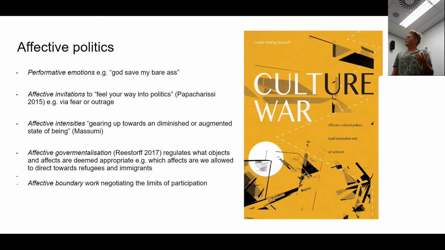And then it's about affective intensities. Massumi talks about how affect is gearing us up towards a diminished or augmented state of being, but basically about generating this fear and generating these intensities. And then it's about affective governmentalization. It regulates which object and which affect are appropriate. That is, what kind of affects and emotions are we allowed to direct towards Muslims, for instance? Are we allowed to feel empathy or not? So it governs which affects we are allowed to have. And then it's about affective boundary words. It's about negotiating the limits of participation, who can be a part of this we-ness that's the nation state.